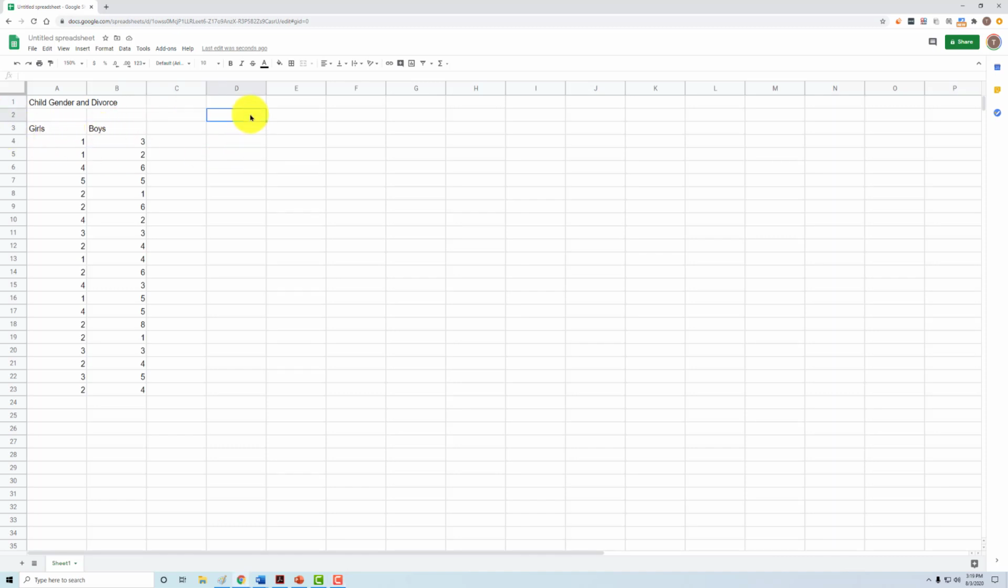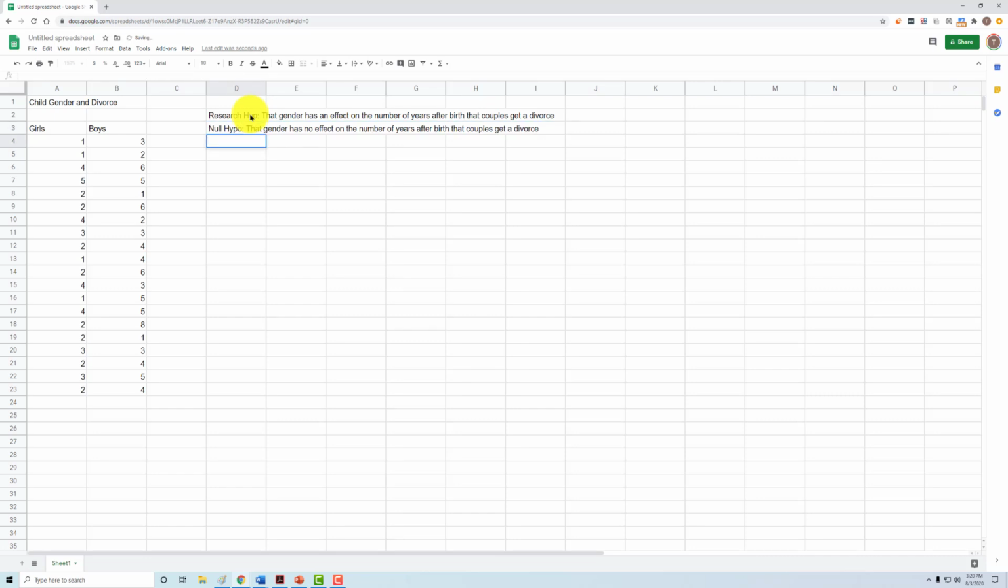So remember, our first step in hypothesis testing is to write out our hypothesis. The research hypothesis says that gender has an effect on divorce rates, actually, let's make it a little more specific, has an effect on the number of years after birth that couples get a divorce. And then the null hypothesis is simply that gender has no effect on the number of years after birth that couples get a divorce.